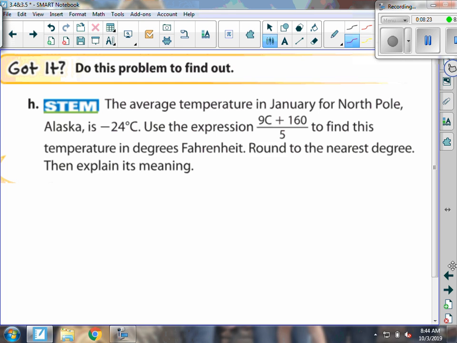We've got one more, so go ahead and pause this and take a moment to copy this down and solve this, please.